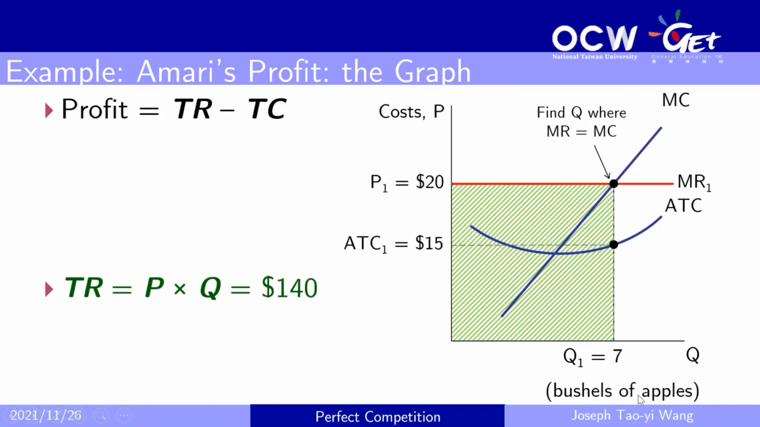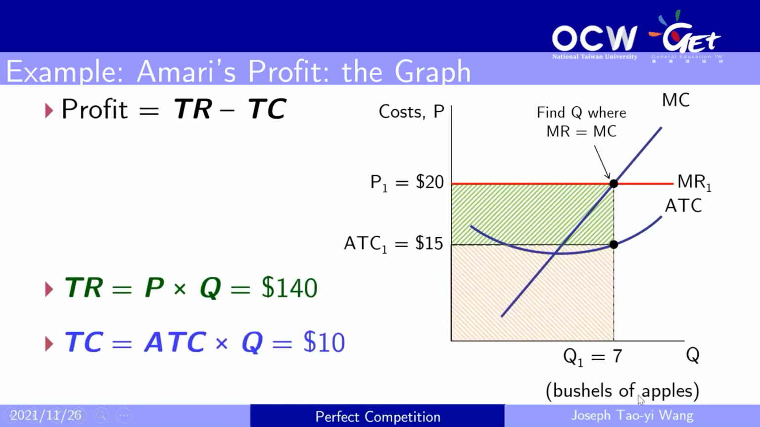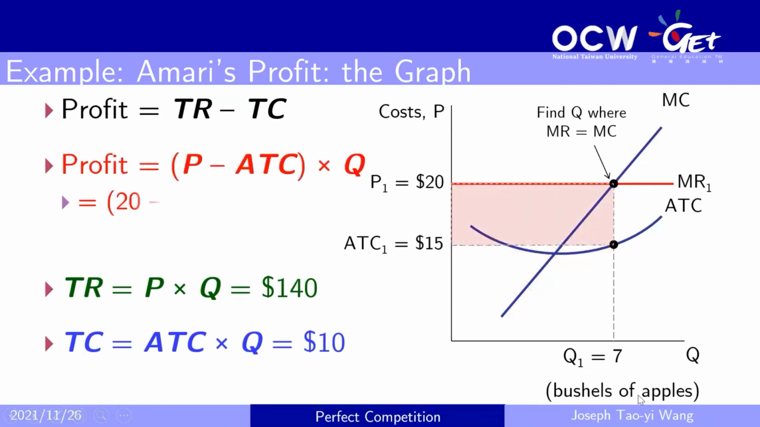Where's the total cost? Well, it's the average total cost, $15, times quantity 7. So it's 105, not 10. So there's a 5 there. So 140 minus 105, the difference of $35. Or it's literally the difference between 20 and 15, that's $5, multiplied by quantity 7. $35 is the profit.